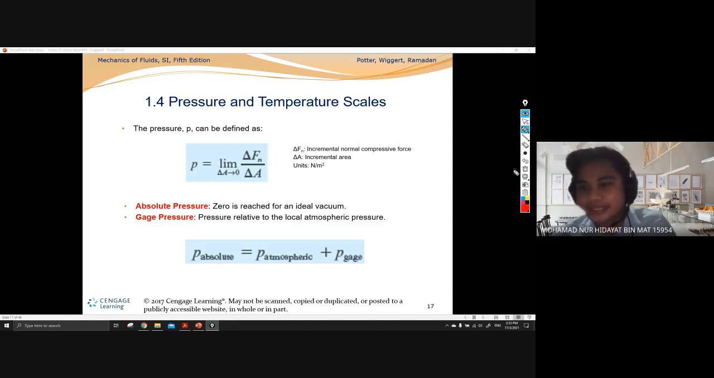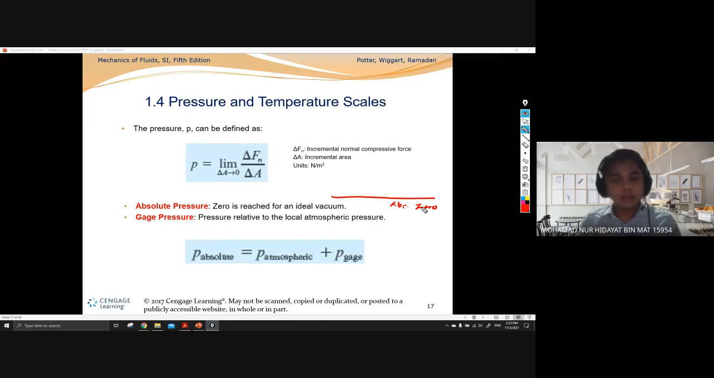Okay. To make it simple, it should be like this. Okay, this is a line. All right. This line we call the absolute zero. The definition of absolute zero means the particles will not move at all, will not rotate, vibrate, or collide with each other. Means the particles are fixed, not moving at all. Okay, now you understand absolute zero.